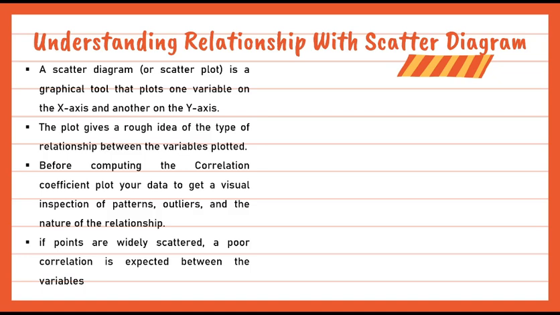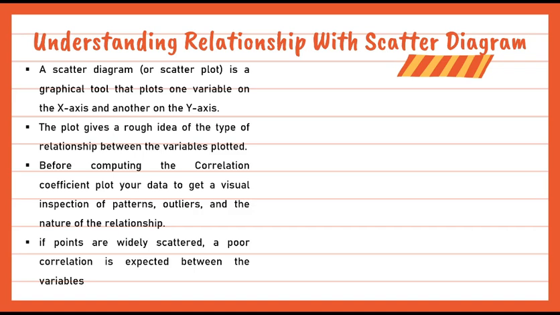Let us move on. Let us try to understand a scatter diagram. A scatter diagram is a dot diagram, and it is a graphical tool in which along the x-axis we take one variable, and along the y-axis we take another variable. And this plot actually gives us a rough idea about the relationship between the two variables, that is, the variable considered along the x-axis and the variable considered along the y-axis.